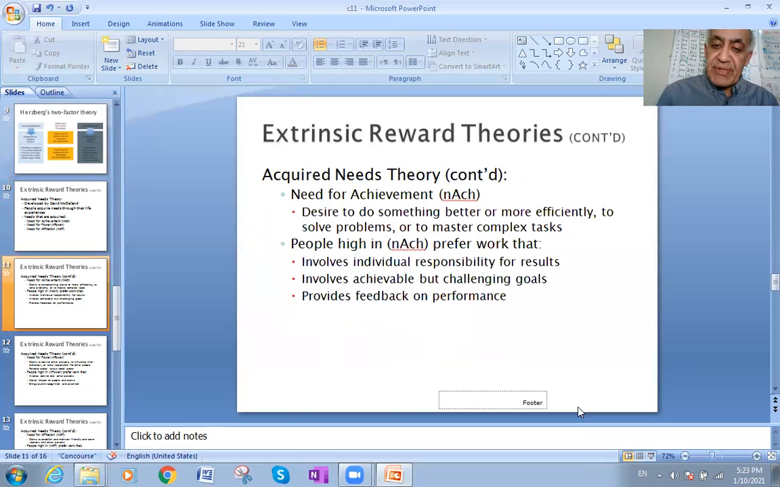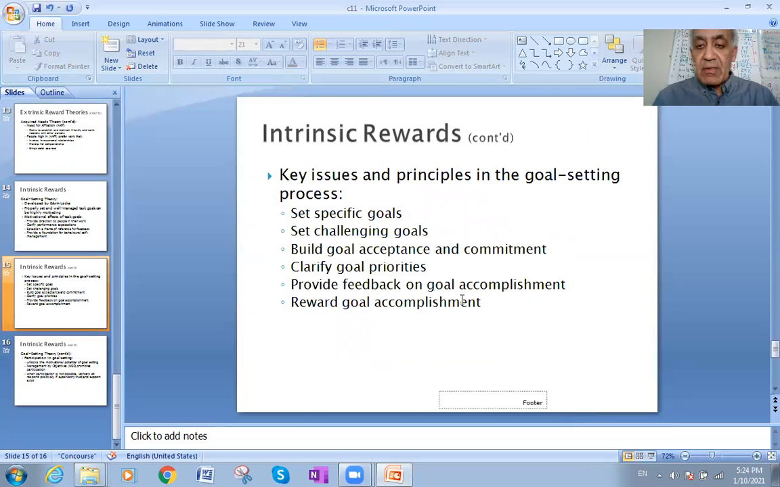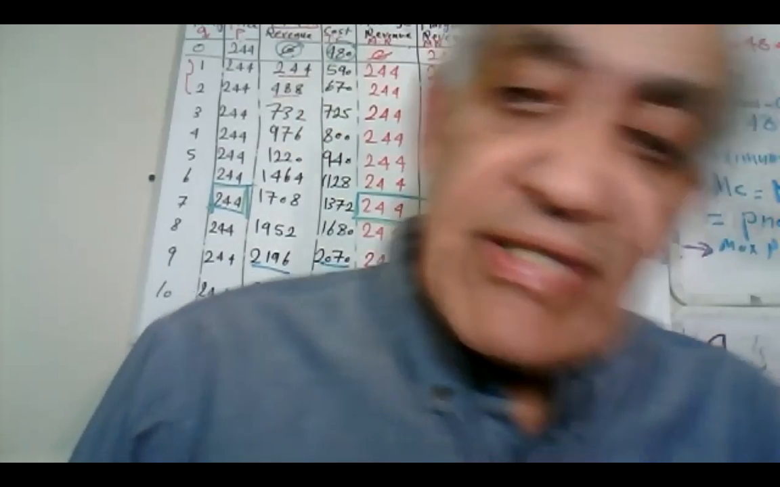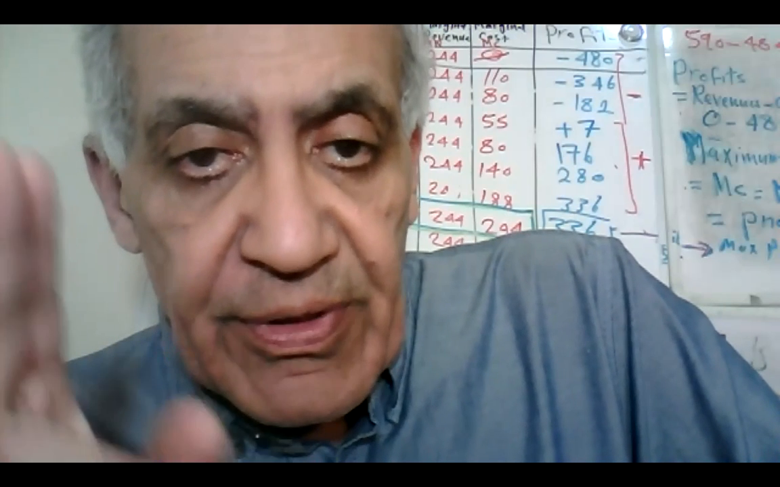So, this is the most important part of the theory of Herzberg. Today, actually, we talked about two theories. The first theory is Abraham Maslow's theory, and we talked about Abraham Maslow before when we were talking about motivation. And the second theory is Frederick Herzberg's, and we have the hygiene factors and the motivating factors.